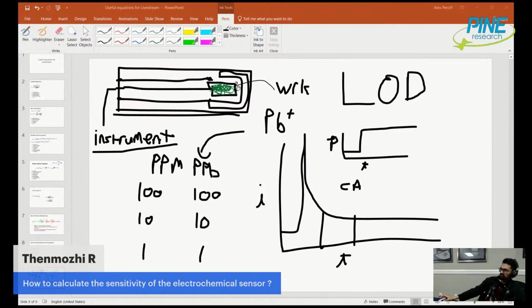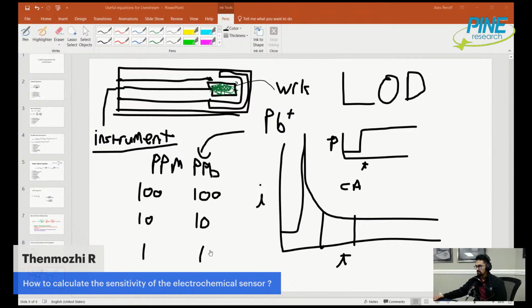Now, that is a function of your sensor. That's also a function of your instrument. You must check your instrument settings. And of course, if you're looking at something like commercialization of a sensor, then you're really going to want to know what sensitivity setting you have.